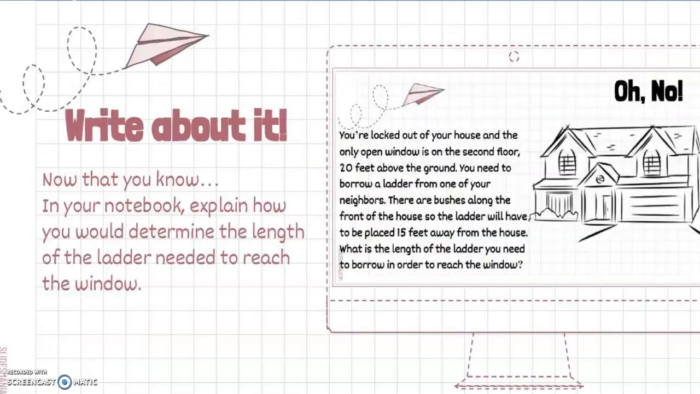Let's go back to that original problem. Now that you know about the Pythagorean theorem, in your notebook, explain how you would determine the length of the ladder needed to reach the window. Pause the video and work the problem in your notebook. Don't forget, after you've worked your problem, you've got to explain how you would determine that length. Have a good day.